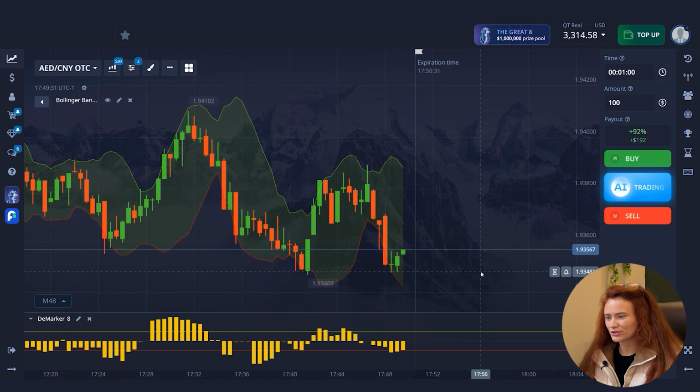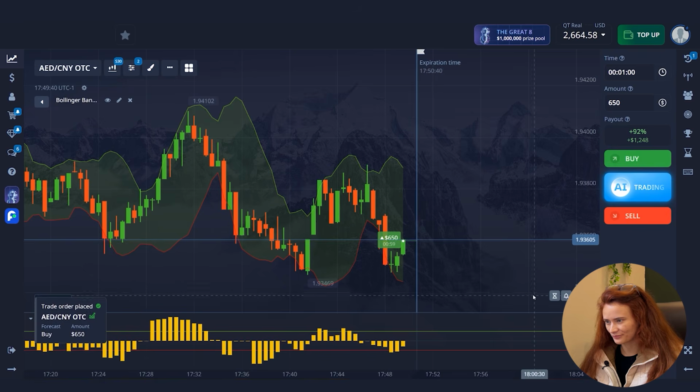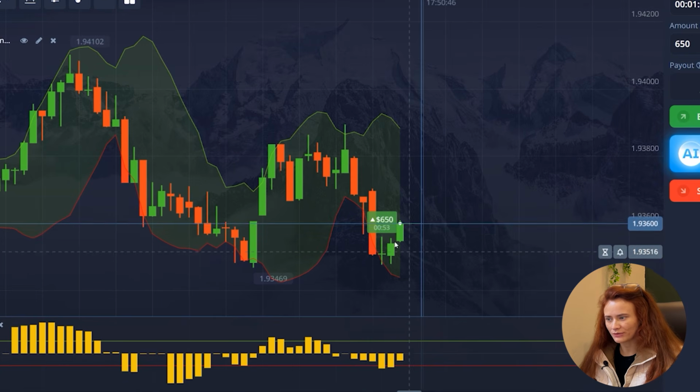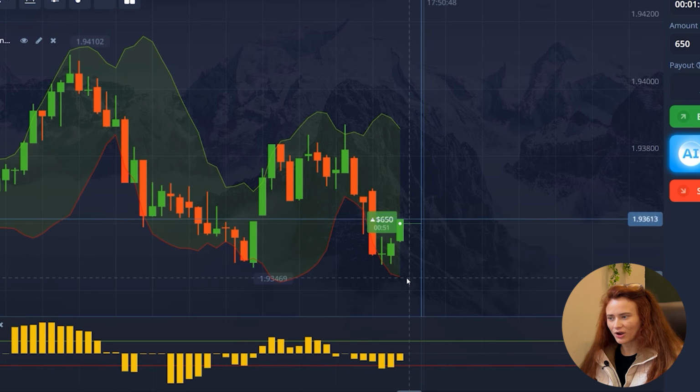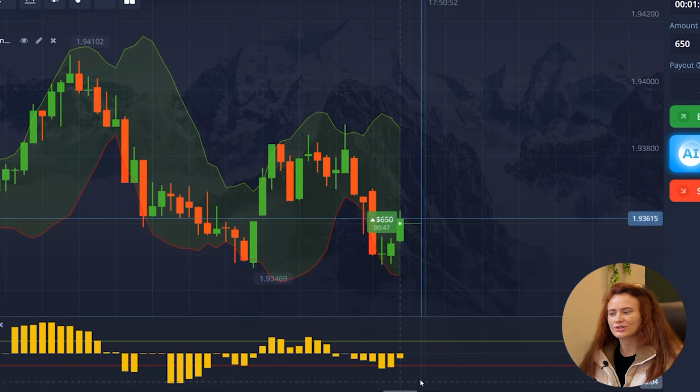Raise the amount of the trade to $650 and my forecast is the price will increase. And as you can see, the situation has formed. The price chart is pushed away from the lower Bollinger Band. The D-marker indicator also gave a signal. The indicator graph crossed level 30 and is now built above it. I think I can get profit in this trade.